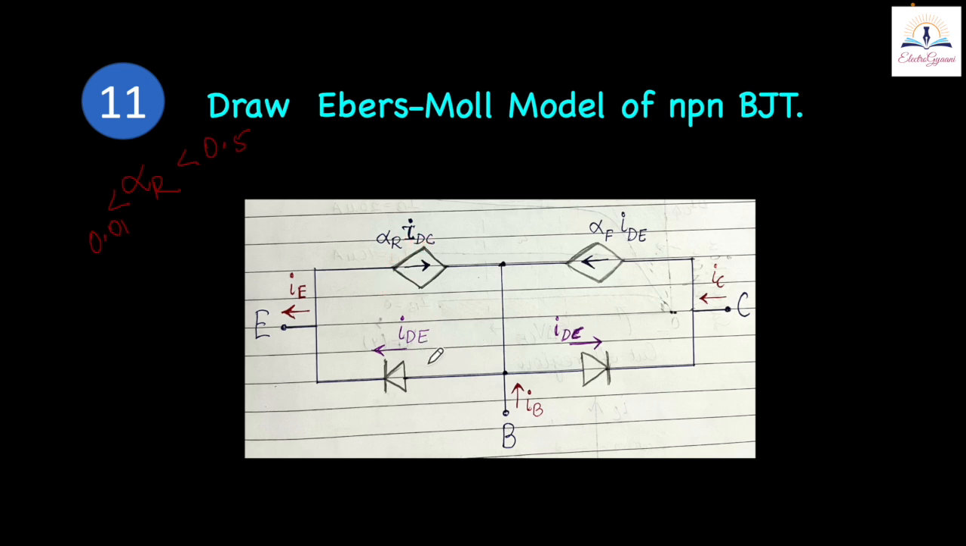Also, these currents IDE and IDC are the currents associated with the emitter-base diode and the collector-base diode respectively, while alpha R IDC is the portion of the IDC that is coupled through emitter to base. Similarly, alpha F IDE is the fraction of IDE current that is coupled through collector to base.